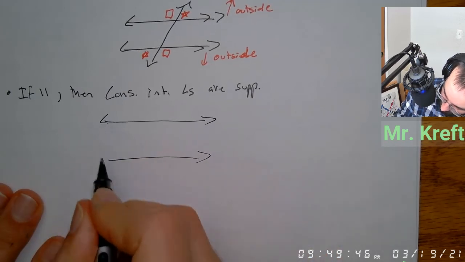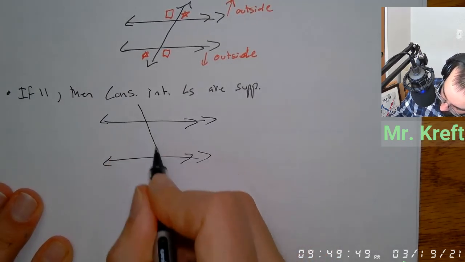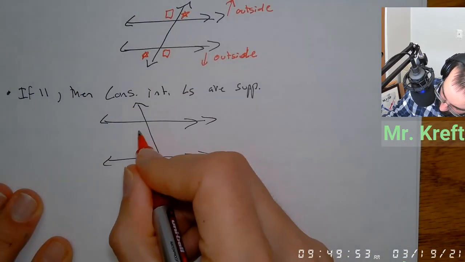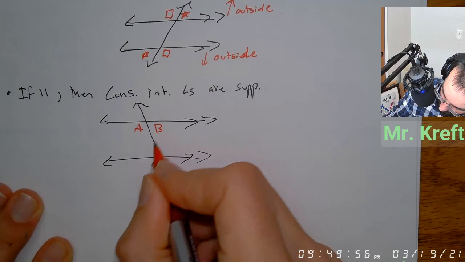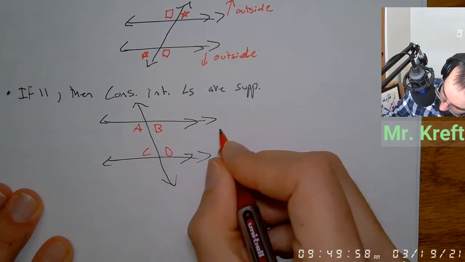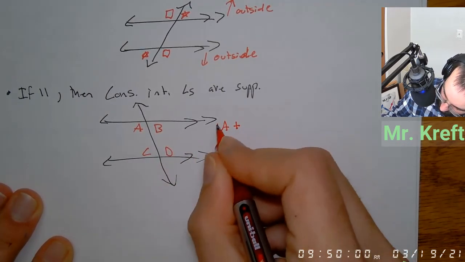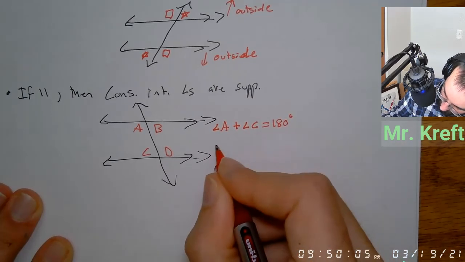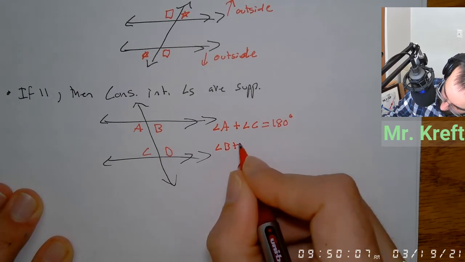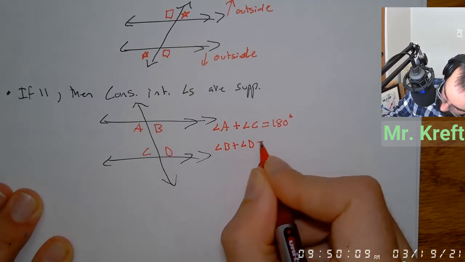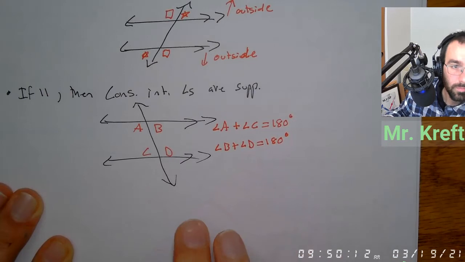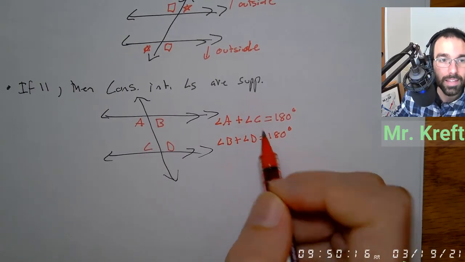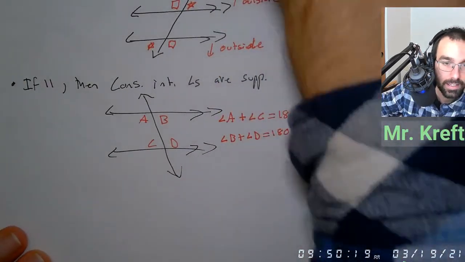I'm going to have parallel lines. I'm going to use letters for this. So if I have A, B, C, and D, that means that angle A plus angle C equals 180 degrees, and angle B plus angle D equals 180 degrees. Okay, because that's what supplementary means. Supplementary, right, has those two P's. It means they add up to 180.